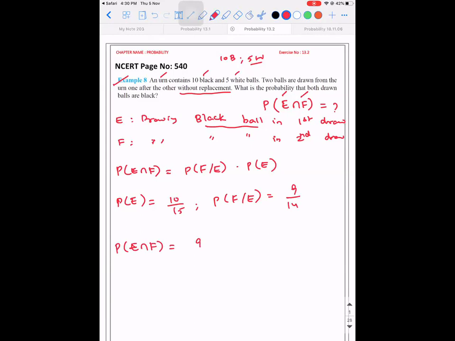So what will be the probability of E intersection F? Multiply both: 9 by 14 into 10 by 15. So 3 times, 5 times, 2 times, 7 times. So 3 by 7 should be the answer. Right? I hope you guys understood.